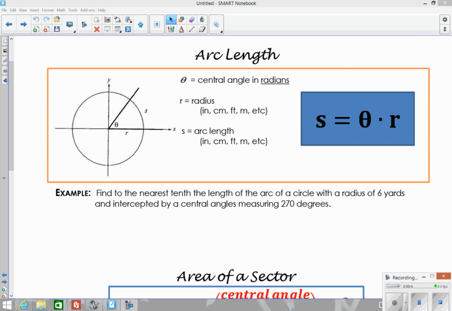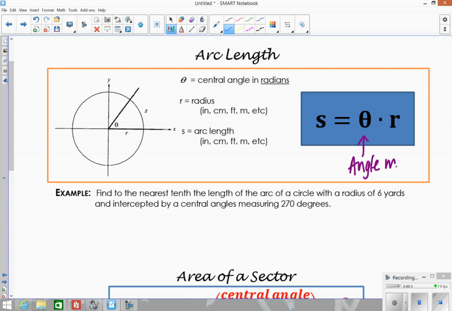First example here is dealing with arc length. If you recall, the formula for arc length is the S = θr formula. So the arc length S is equal to theta, which is the central angle in radians, times the radius. One thing to keep in mind is that the radius and the arc length will always be in the same units, while theta must always be in radians. So this angle must be in radians. You may have to convert depending on the problem.